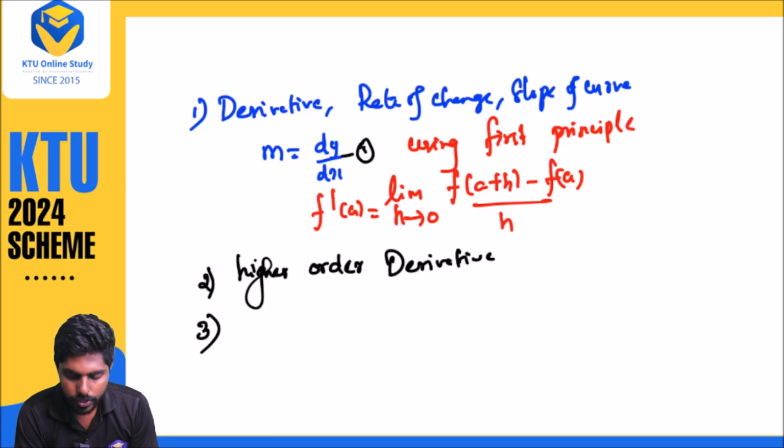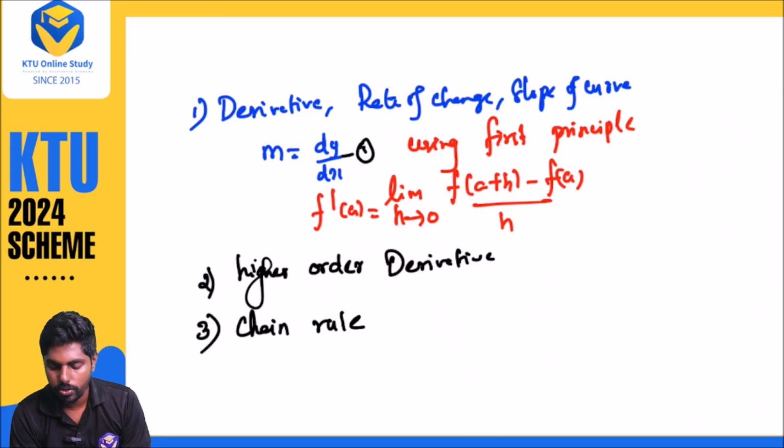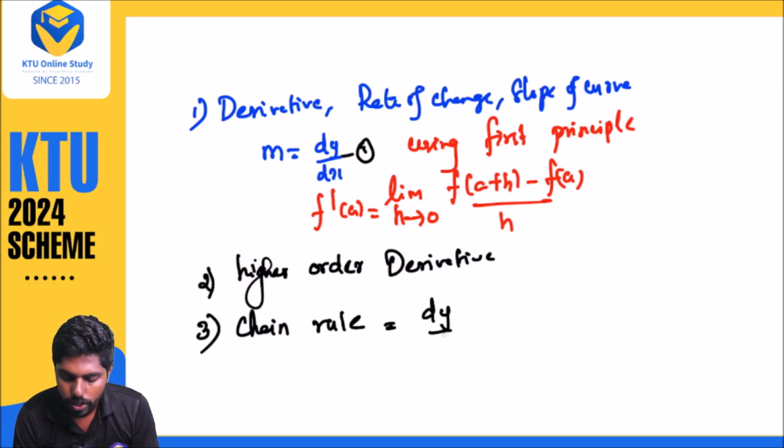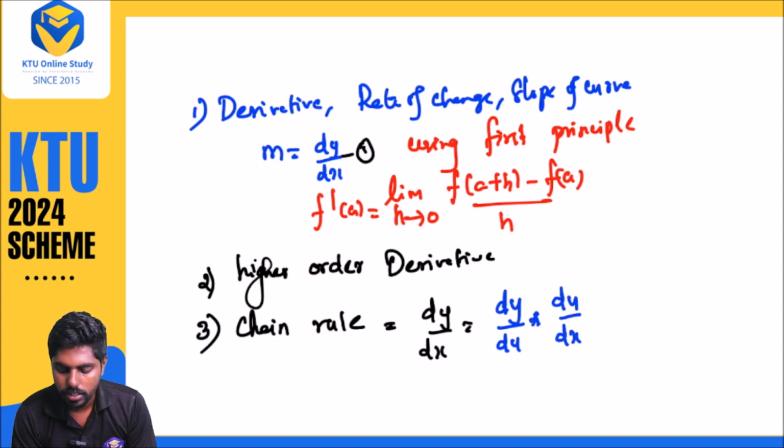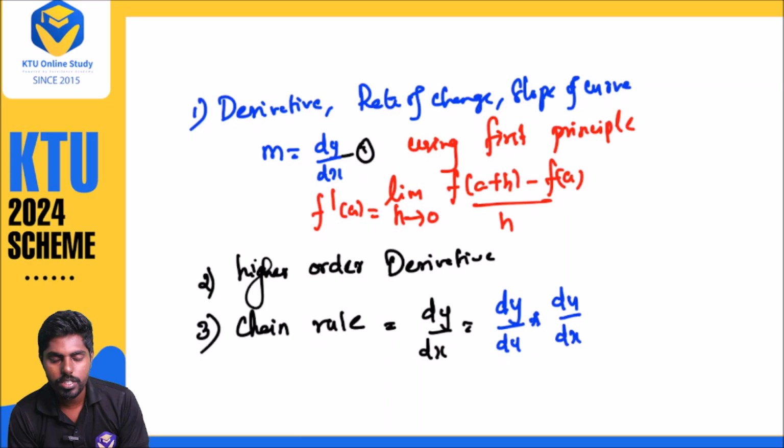Then third, what is the topic we have covered? The chain rule. What is the chain rule formula? That is nothing but dy by dx is equal to dy by du into du by dx. So this is the formula of the chain rule. That means they will give y is equal to some value. You consider u as some value, then differentiate y with respect to u, then differentiate u with respect to x. That is what you do in the chain rule.